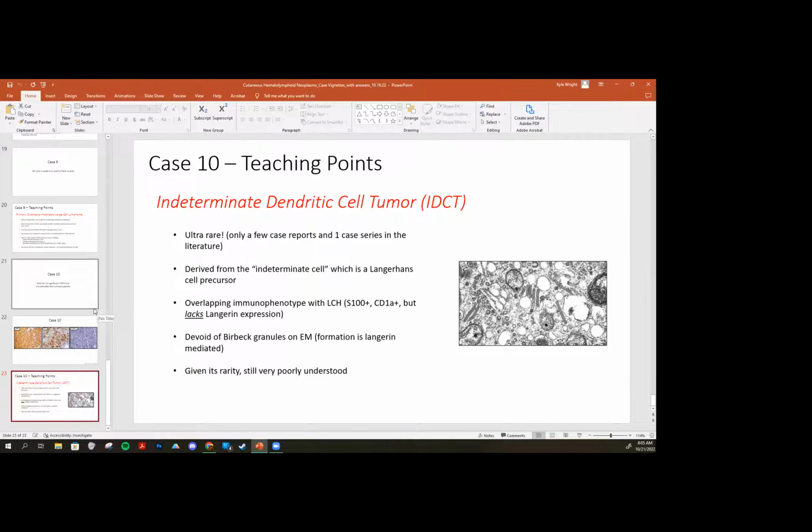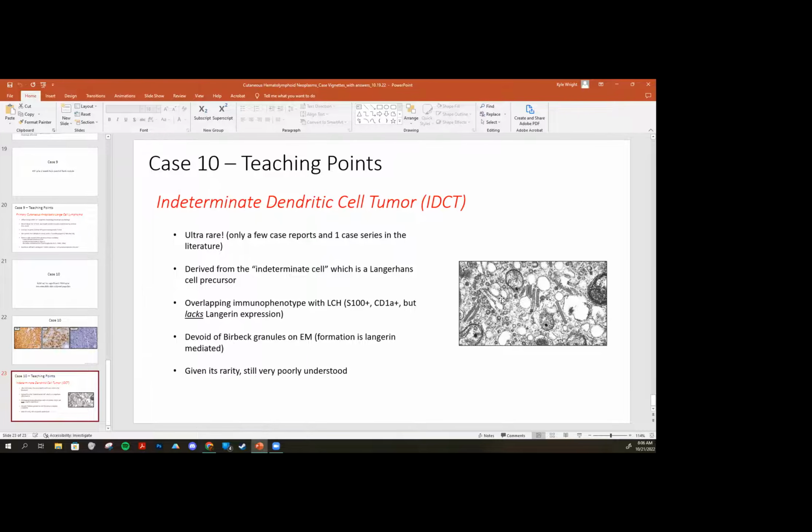The difference between LCH and IDCT is that although you're S100 and CD1a positive, because these are precursors to Langerhans cells, they still lack Langerin expression. And because Langerin expression is required for the formation of the characteristic Birbeck granules of Langerhans cells, these tennis racket shaped cytologic organelles in the cytoplasm seen on electron microscopy, you actually are devoid of Birbeck granules in this lesion.